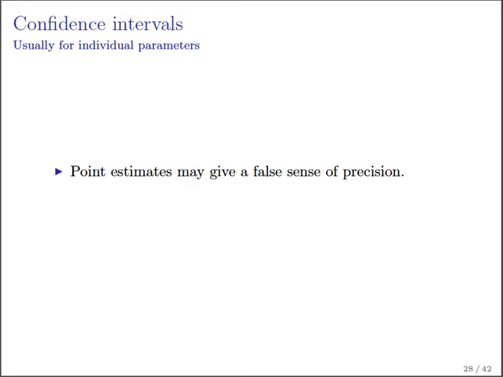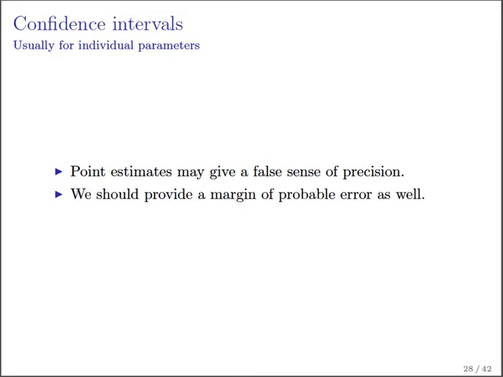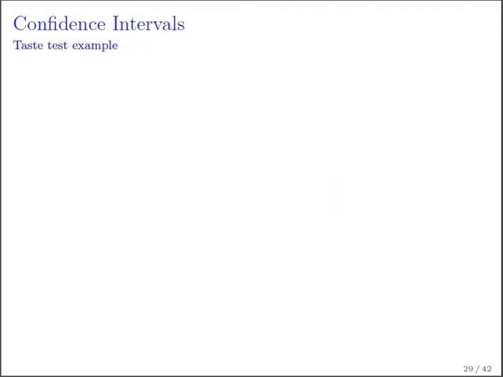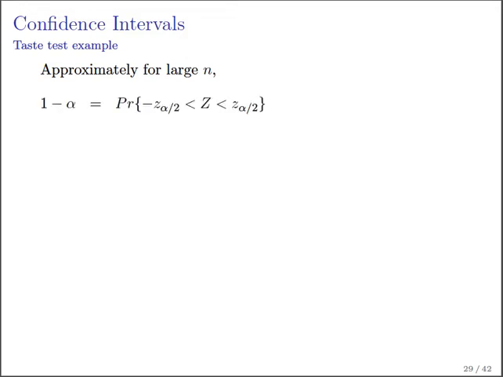Just to go over the idea of confidence intervals, you make a point estimate of a parameter, and it might give you a false sense of precision. You really should provide some kind of a margin of probable error as well. For the taste test example, approximately for large n, you've got the probability of a standard normal random variable being between minus and plus z sub alpha over 2. The z alpha over 2 is the point on the standard normal curve that cuts off the top alpha over 2 of the distribution. So that's 1 minus alpha, the probability that a standard normal is going to be between minus and plus z sub alpha over 2.